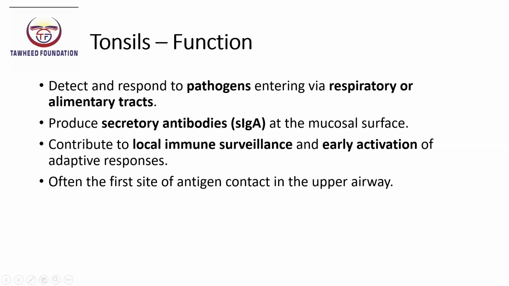Functionally, the tonsils act as immune surveillance organs that detect pathogens entering through the mouth or nasal cavity. When foreign particles or microorganisms are detected, antigen presenting cells activate B lymphocytes, which differentiate into plasma cells that secrete secretory immunoglobulin A, that is SIgA. This antibody coats the mucosal surface and neutralizes microbes before they can invade deeper tissues.